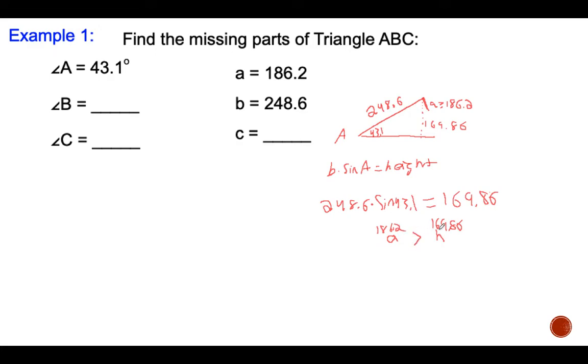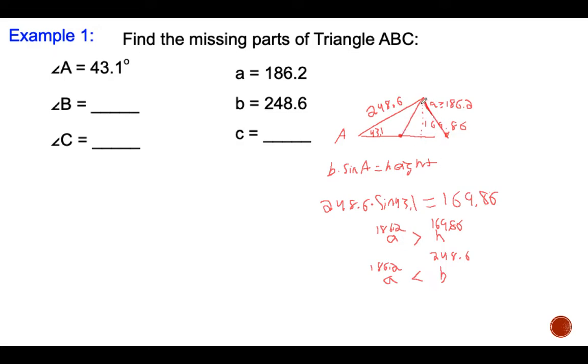So since A is bigger than H, now we have to compare A to B. Okay, well, A is 186.2. B is 248.6. Well, A is less than B. So if you recall, that means we're actually going to have two possible triangles. So we will have one here maybe, or we'll have one here.